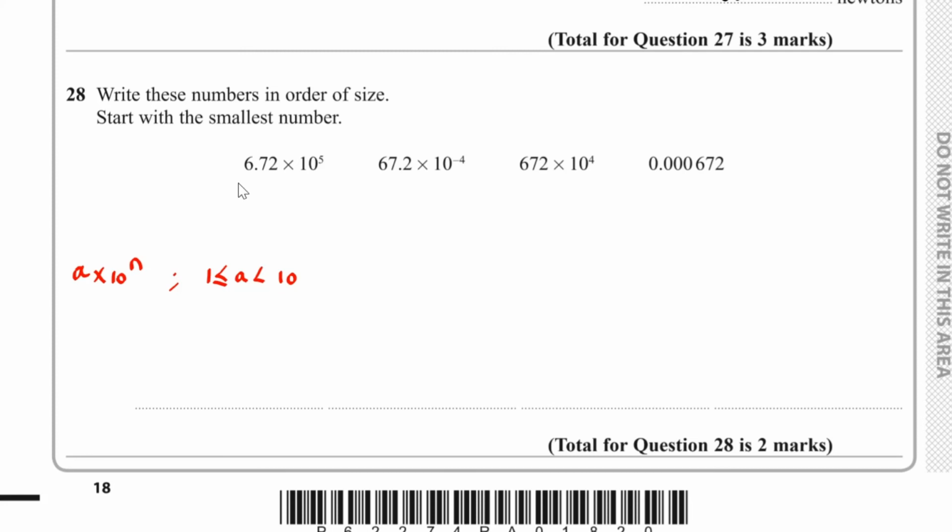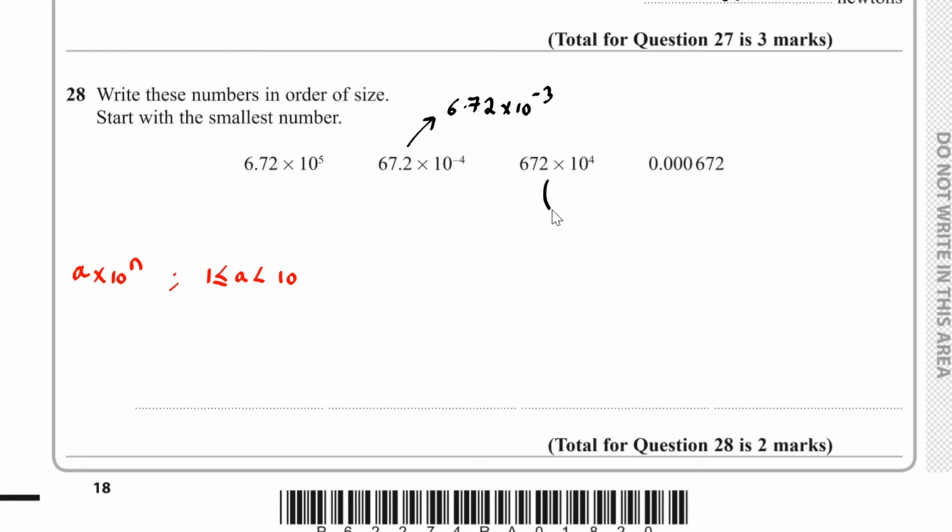And if we write all these numbers as 6.72 times 10 to the something, it then becomes easier to compare. So if we consider this 67.2 times 10 to the minus 4, we want to write this as 6.72 times 10 to the something. And because here I've divided by 10 to get the 6.72, I'd have to multiply the 10 to the minus 4 by 10, so I get here 10 to the minus 3.